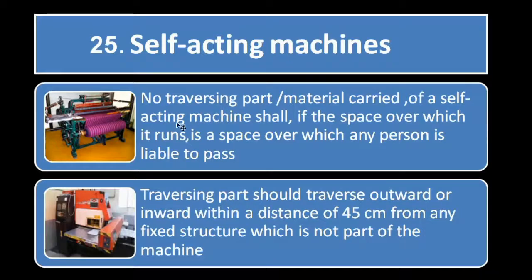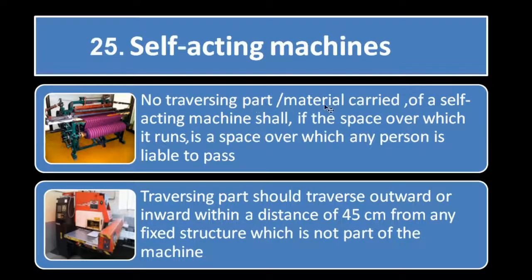So in this section we'll be learning about standard set for self-acting machine, especially in regard to the transversing part and material they carry. The transversing parts are the parts of the machine which extend beyond the speeds of the machine during their operation. So in this example, this is the transversing part, and in this example, this is the transversing part. So we'll go through this standard one by one to get a better idea of it.